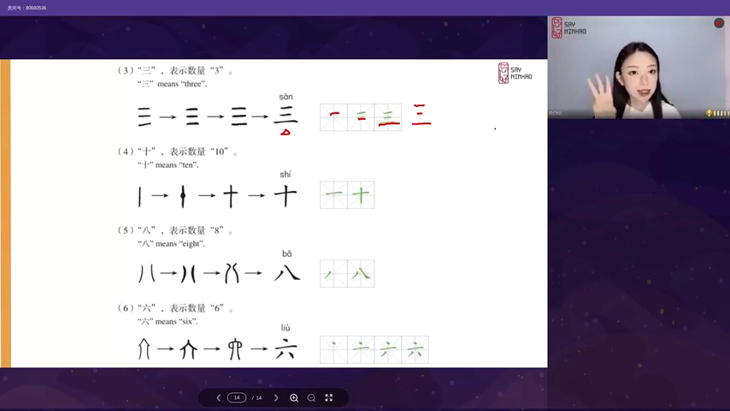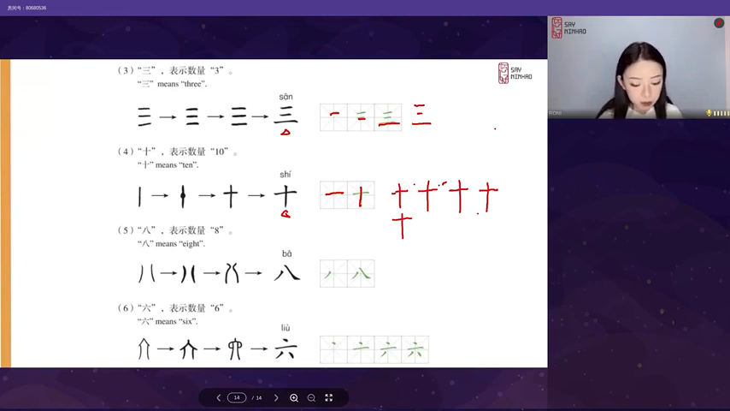San, three. Next one, shi. We've already seen that. It means ten. Now let's see how to write it. First, it is a long horizontal, heng, and then a vertical, shu. Okay, try to write it by yourself. Heng, shu. Horizontal, vertical. Left to right, top to bottom. This is that direction.